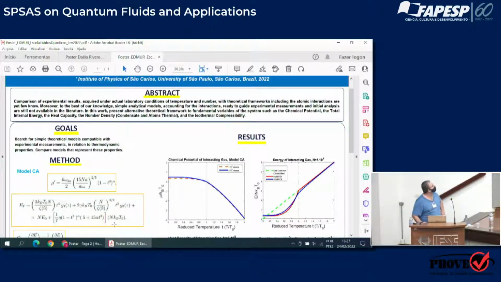Bem, aqui no método, no modelo de CA, nós temos a primeira fórmula, que é o potencial químico. Eu chamei ele de mi, potencial químico. E lá no finalzinho da fórmula, de 1 menos T ao cubo, temperatura reduzida, temos um parâmetro alfa. Aquele parâmetro alfa que está apresentado no telão é uma contribuição nossa, porque até há pouco tempo não tinha na literatura. Esse parâmetro alfa corrige o problema de descontinuidade do potencial químico.